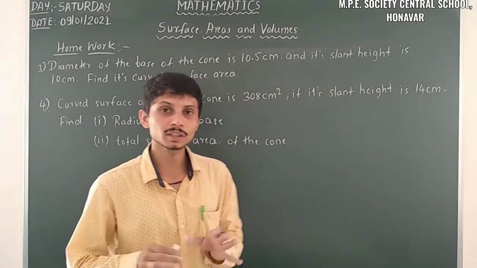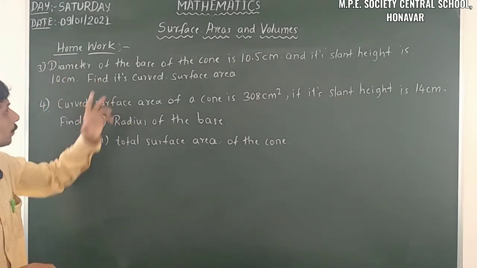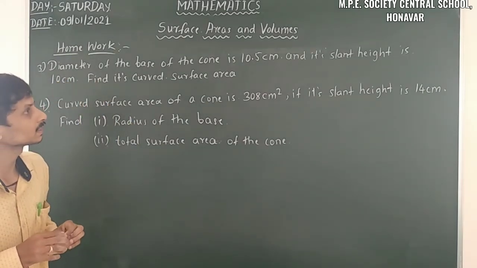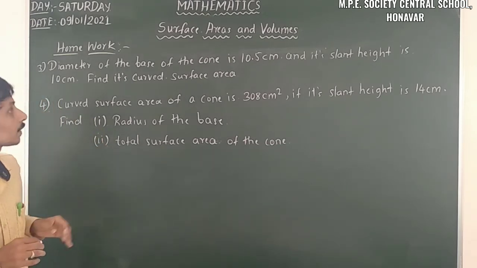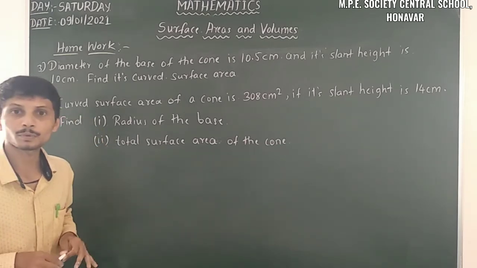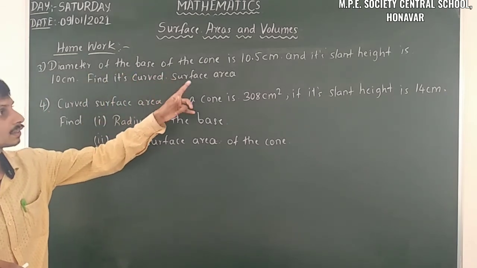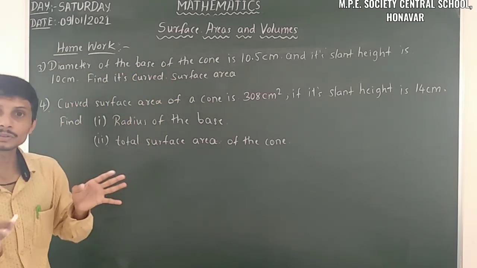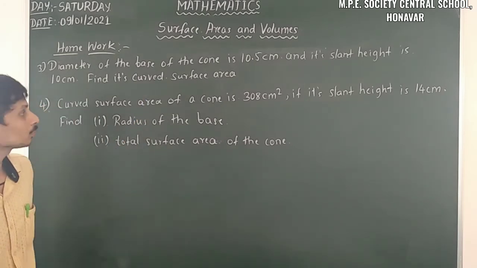Some homework. Here we have two homeworks. The first one: the diameter of the base of the cone is 10.5 centimeter and its slant height is 10 centimeter. Find its curved surface area. It is a direct problem. The diameter and the slant height are given, so using the information we can find out the curved surface area. Let us move to the next problem.